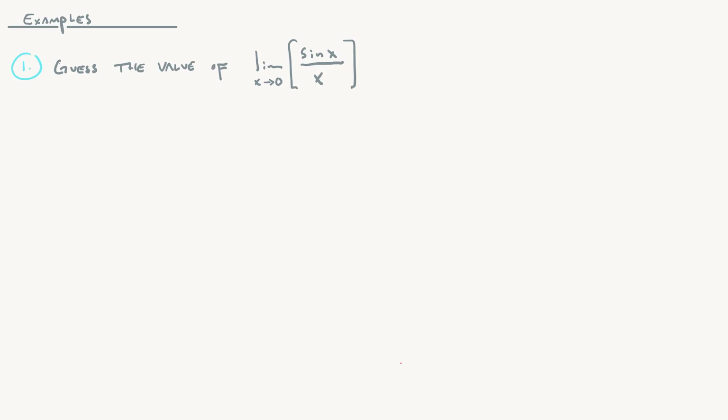All right, example number 1. Let's guess the value of the limit as x approaches 0 of the sine of x over x. Now, you might be like, what? Why are we guessing the value? This is a math class. We should be able to figure out what the limit is.